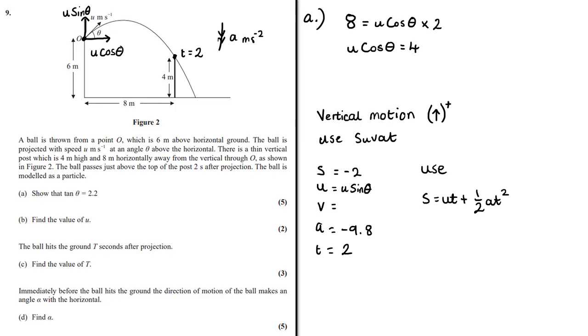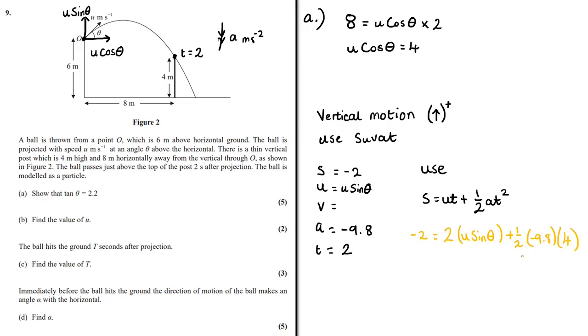Okay, so all I need to do now is simply substitute everything that we know, S, U, A, and T, into this equation. So S is equal to minus 2. This is equal to U times T. So U is u sine theta times by T, so I'm going to get 2 lots of u sine theta, plus a half A T squared. So A is minus 9.8, and T is 2, so if we square that, we get 4. Okay, so times by 4.